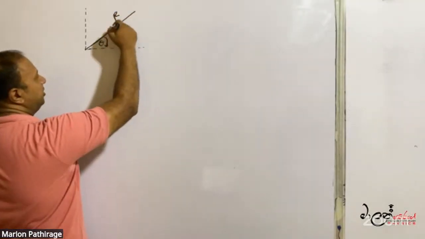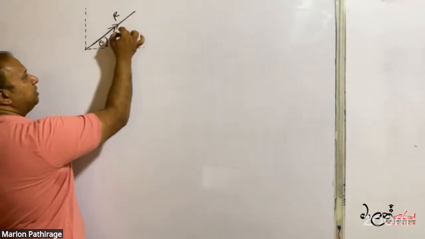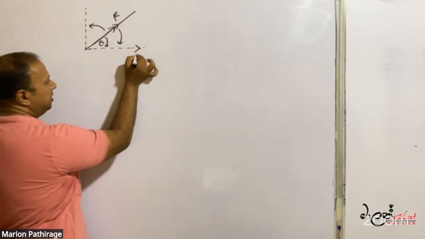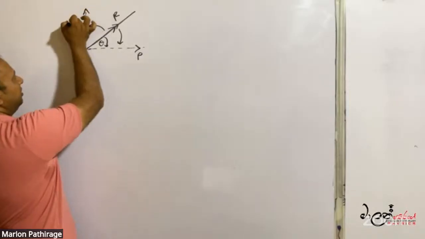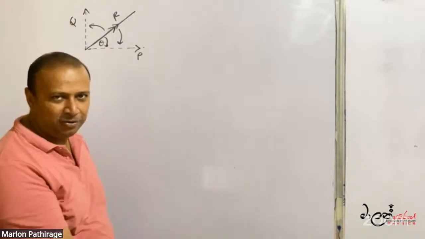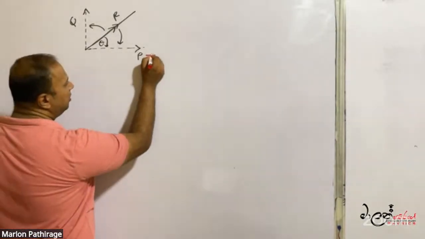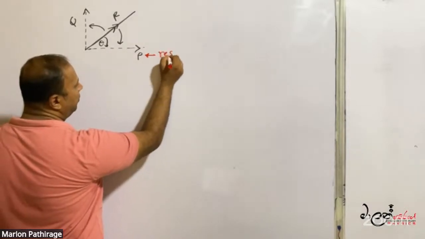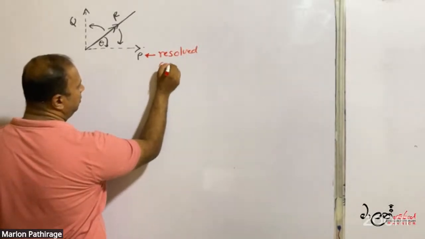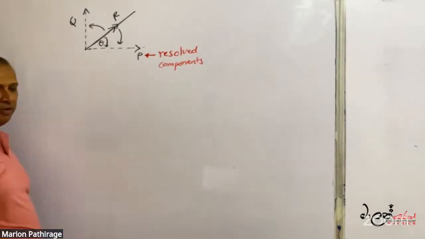That means, suppose you are given this kind of vector. You can resolve this vector into two components. One is in this direction, the other one is in this direction, into two perpendicular components. These are called resolved components.